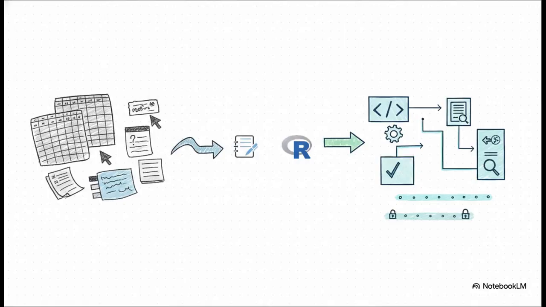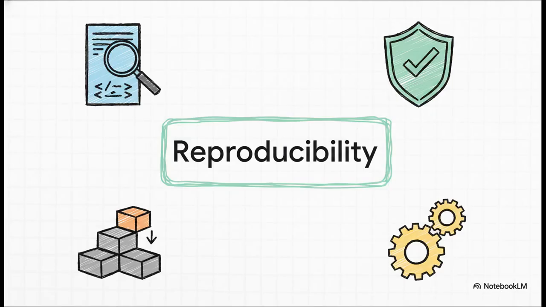And this is a huge change from the old way of doing things. You know, manually clicking around in a spreadsheet, making notes that are easy to forget or mess up. The new way uses automated code, which creates a perfect, transparent audit trail that anyone can follow from start to finish. So why does this matter so much? Well, for one, it builds trust. It allows anyone to check your work. It also makes it incredibly easy to update the analysis when new data comes in.